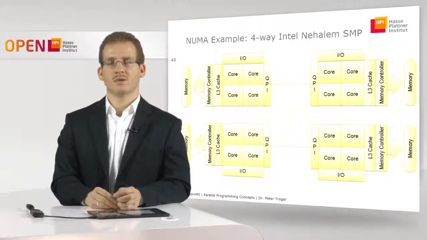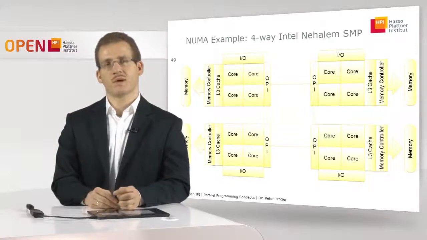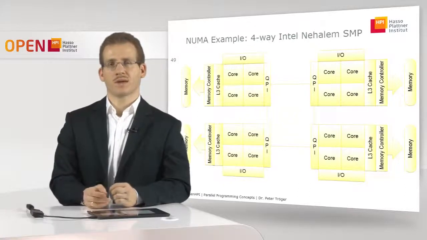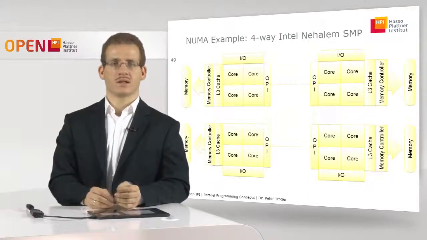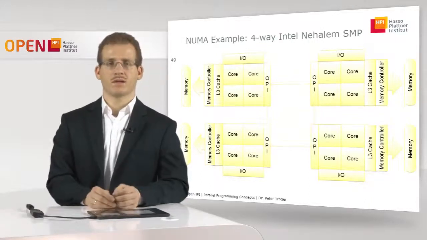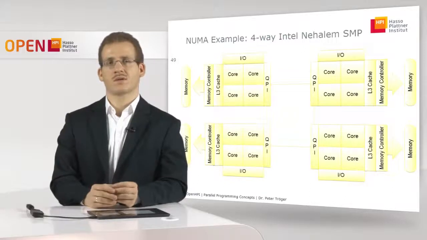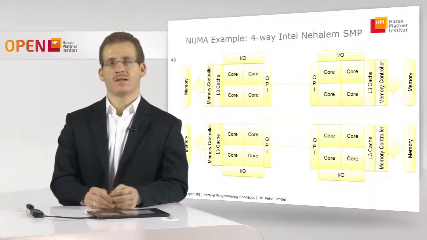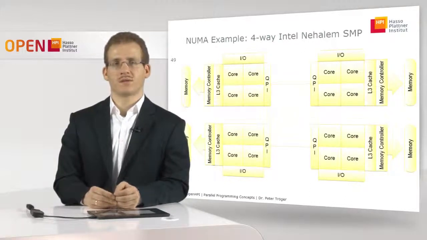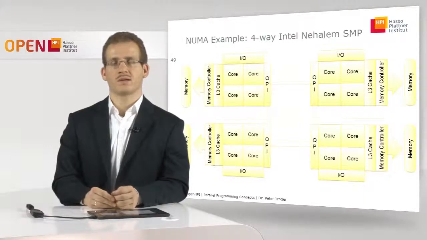So whenever one of these cores tries to access a particular memory region, it depends on whether this is a region that lies in the local memory bank attached directly to the processor socket, or if it's somewhere else. In this case, QPI must be used to access data in other memory regions.